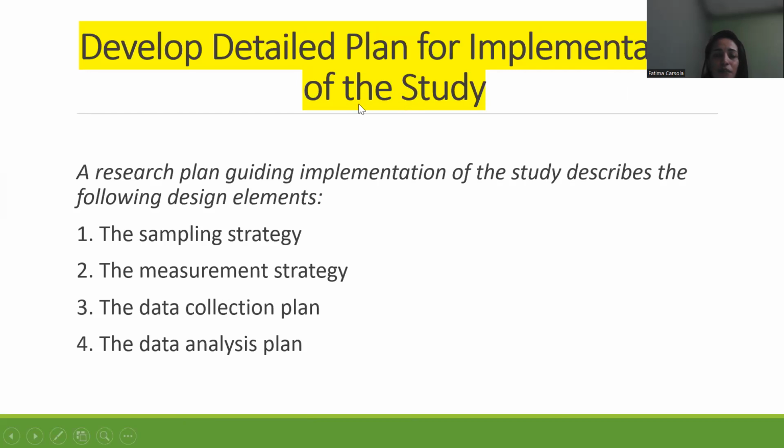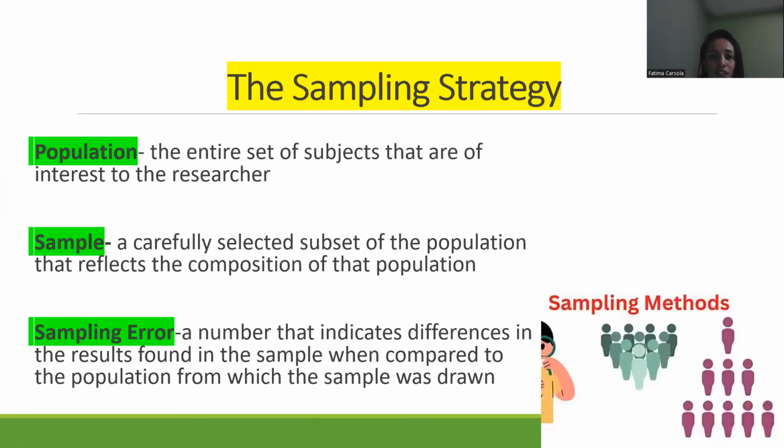Develop a detailed plan for implementation of the study. A research plan guiding implementation of the study describes the following elements. We have the sampling strategy: you should know who will represent your sample. The measurement strategy: you have to know how you will measure and collect your data. This should be rigorous. You should know how to do it step by step. And you have the data analysis plan: how would you analyze your data statistically, or in qualitative research, what particular method of data interpretation will you be utilizing in the conduct of the study?